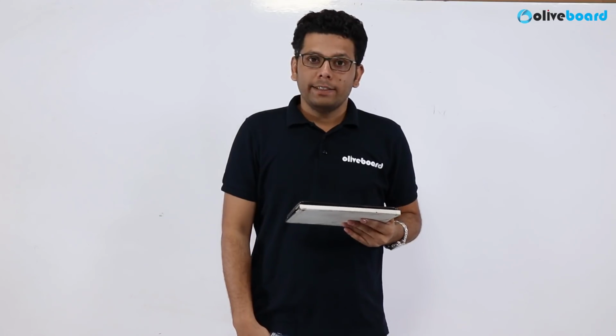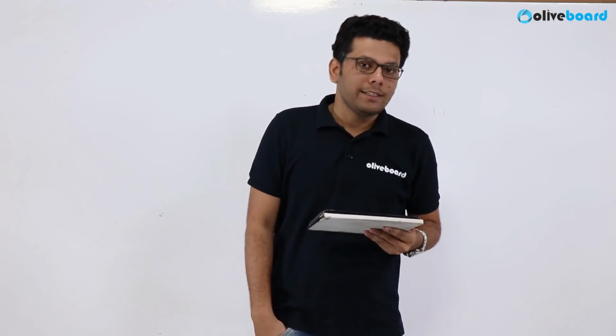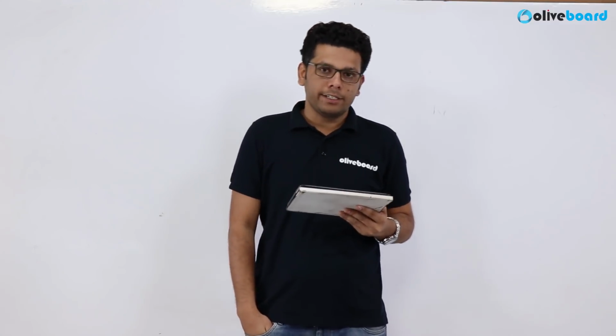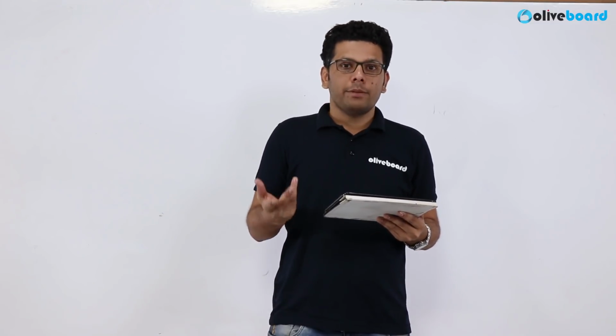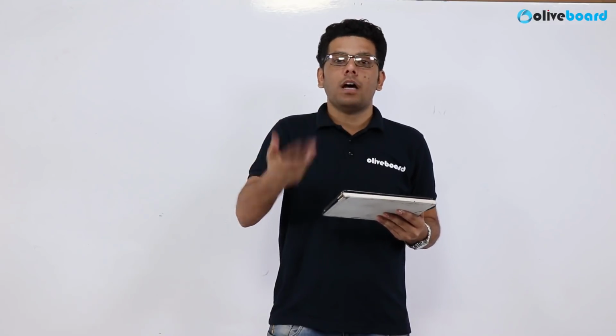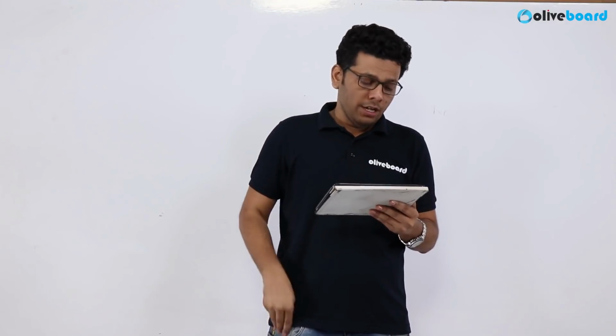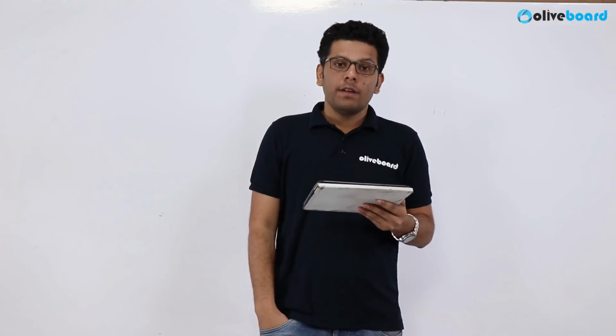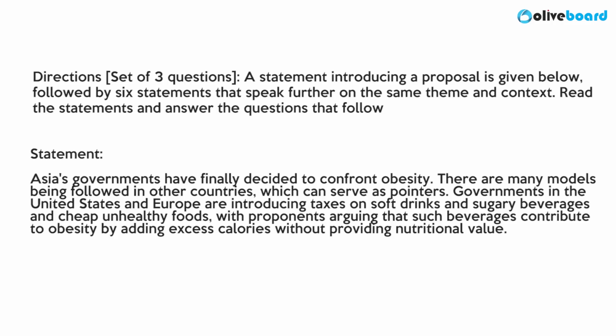Okay, so guys, move to question number 26. This is again a question from the logical reasoning section. In this they have asked about arguments, like which would be the opposing arguments or which would be the threat. So the given statement is, Asia's governments have finally decided to confront obesity. Now the government is serious about obesity.